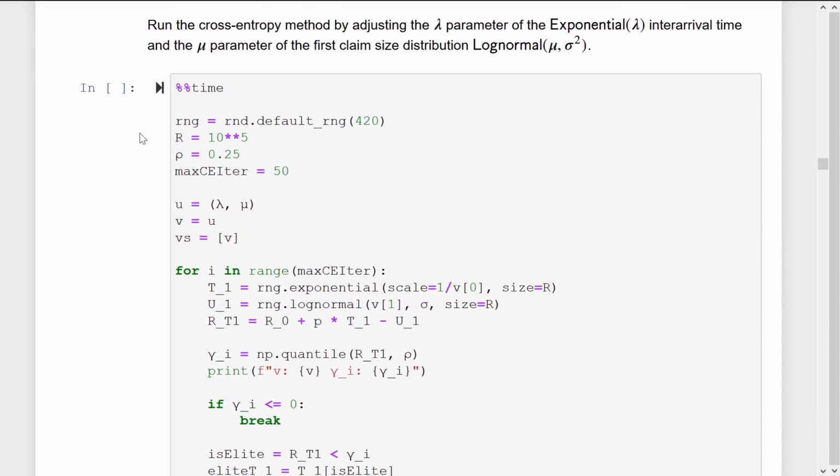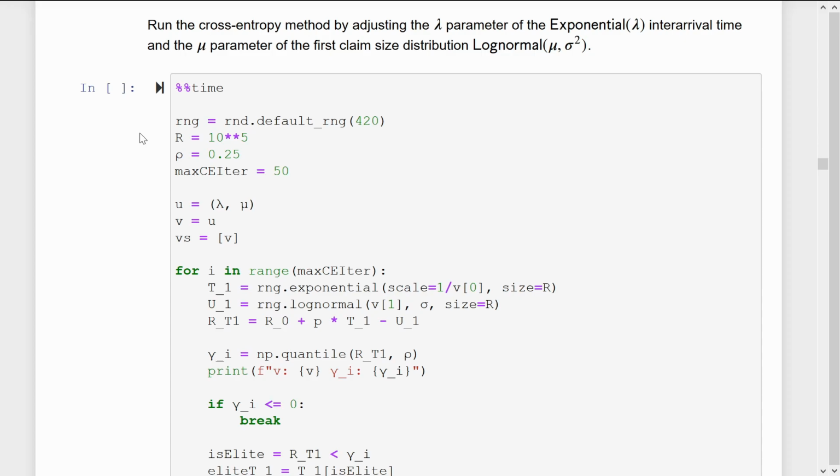In each CE iteration, we'll simulate 10 to the power of 5 replications and take the best 25% of them to be our elite sample. The original distribution parameters lambda and mu are stored in the u vector, and the proposal distribution parameters are stored in the v vector. In each iteration, we simulate the arrival times, claim sizes, and calculate the reserves using the v parameters. Our intermediate goal, gamma_i, is calculated as the 25% quantile.